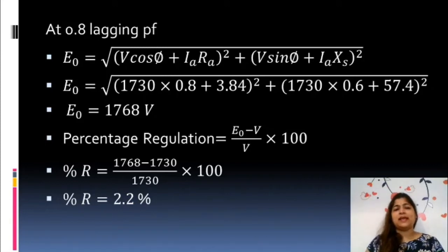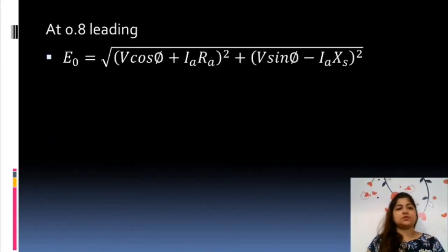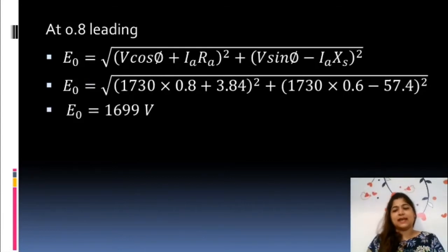Then let's go for next, that is 0.8 leading power factor. Don't forget we need to find out for both 0.8 lagging power factor and 0.8 leading power factor. So at 0.8 leading power factor, we will substitute everything in the equation. E naught is equal to root of (V cos phi plus IRA) square plus (V sin phi minus IXS) square. Okay, minus will be there in only IXS. Substitute all the values and you will get the value of E naught. E naught comes out to be, my value is 1699.